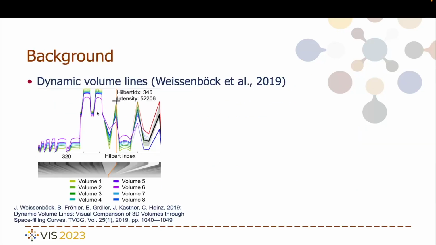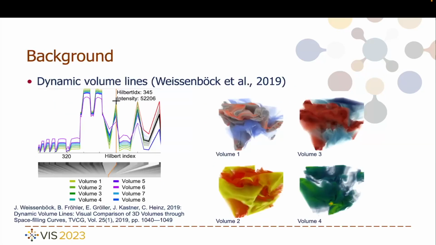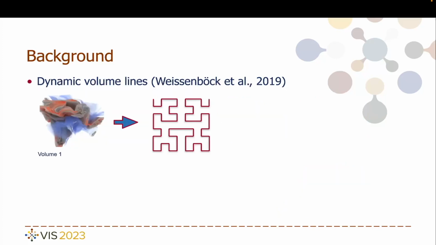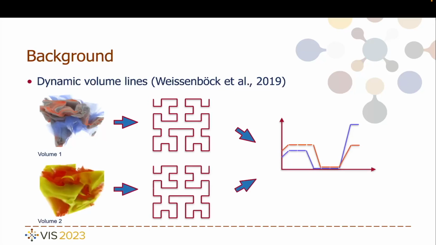So these are the volume lines, and the idea is that you have a bunch of volumes that form an ensemble, and each of those volumes is represented by a line in this plot. In order to generate those lines, we just take each volume and rearrange the cells on a Hilbert curve. By rearranging them that way, we can draw them easily into a 1D plot. And we do this with each ensemble member, and then we obtain these plots.